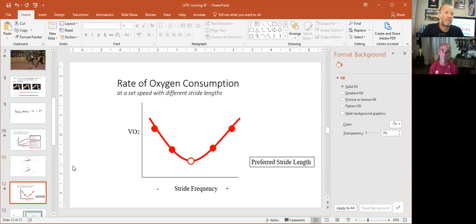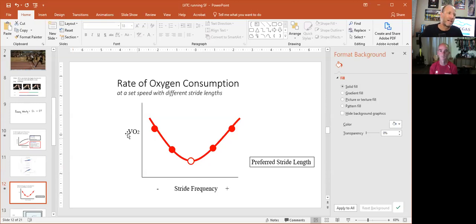So this graph we generate by having someone come into the lab. We have them hooked up to a mask where we measure how much air is being drawn into the lungs and how much air is being exhaled out of the lungs. Then we collect that air, and a computer analyzes it and determines how much of that oxygen was used for muscle contraction and how much carbon dioxide was exhaled. All right, so this is getting to this term VO2, volume of oxygen used.